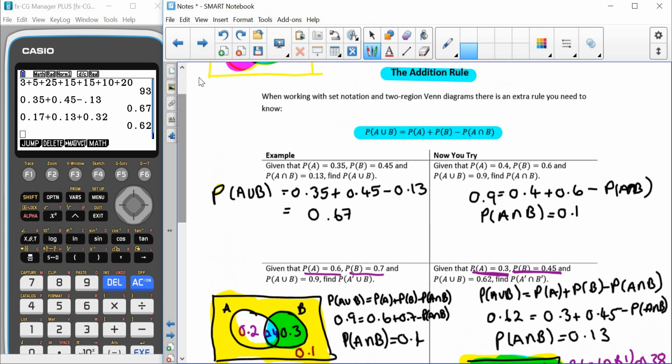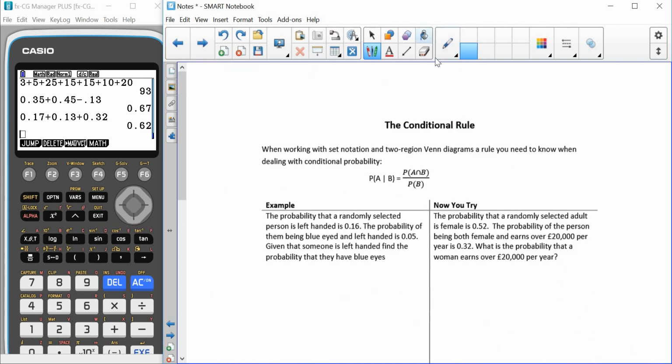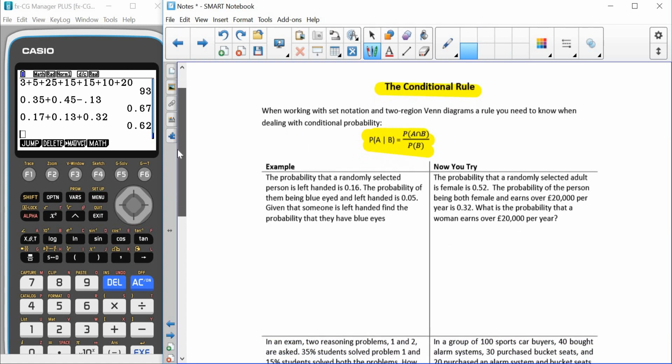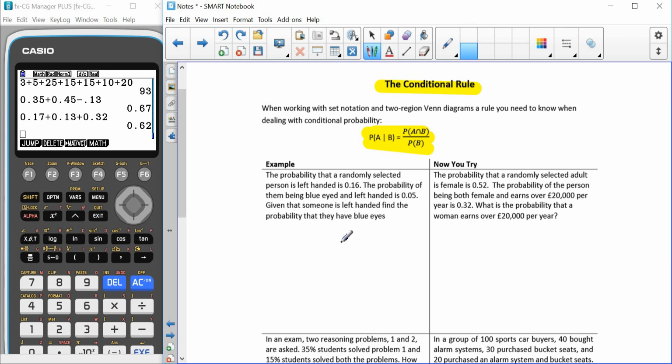Unfortunately, the addition rule is not given to you in the formula book. Neither is the formula for conditional probability. So conditional probability, also sometimes called the multiplication rule, looks like this. Now, we have talked about conditional probability before, but we haven't talked about it in terms of an actual formula. This works out well if you're not having to draw a Venn diagram to start off with or a two-way table. So we're going to work through the examples.